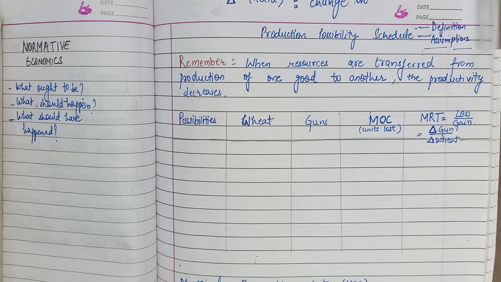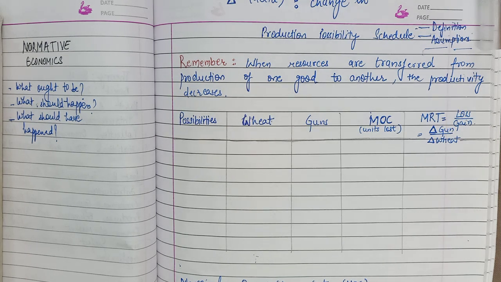So any curves or graphs we'll be doing in micro, we'll be taking in the register itself. No extra graph paper is required, because we don't have to be that accurate with the scale. But in statistics, the graphs we'll be doing, for that you will be provided with the graph paper.